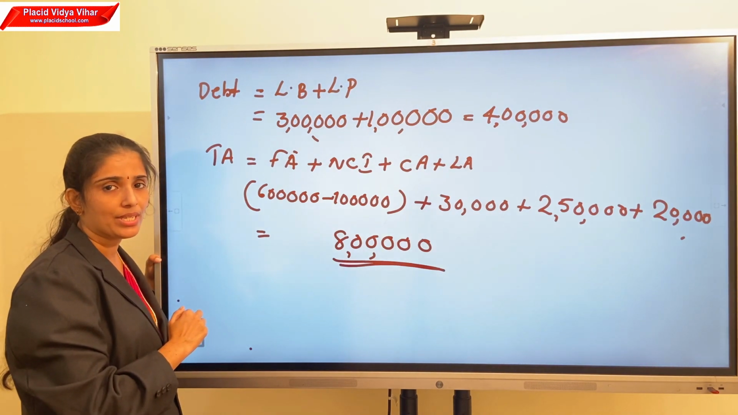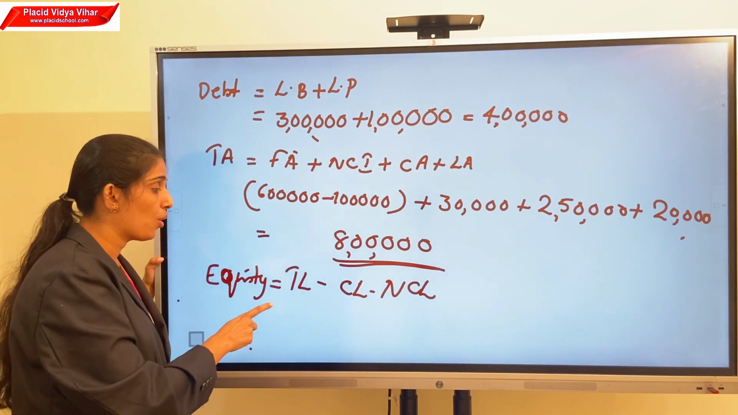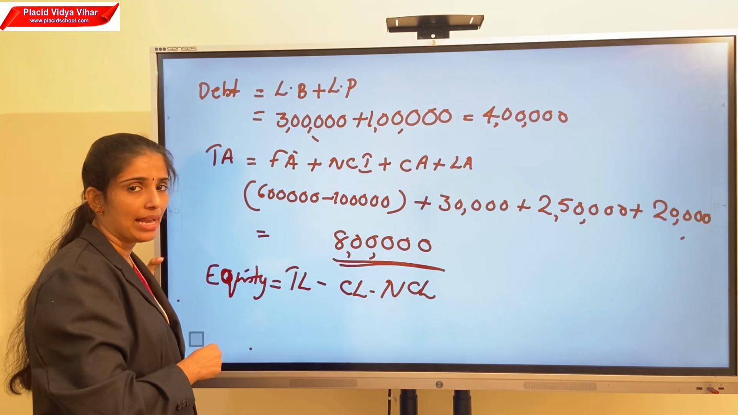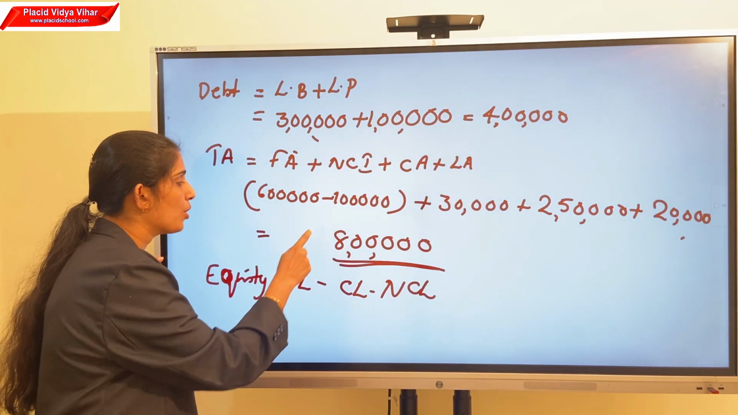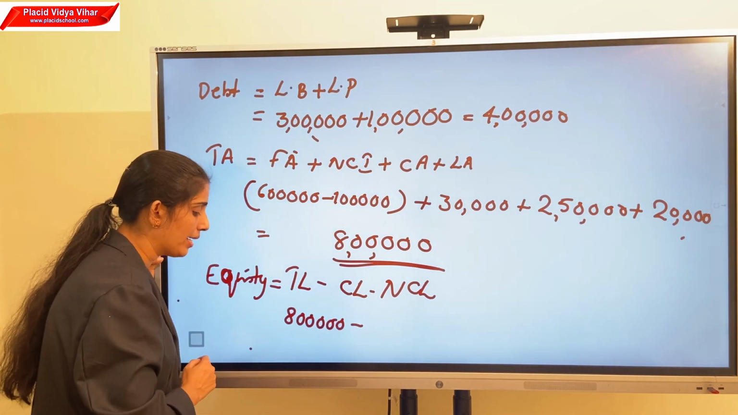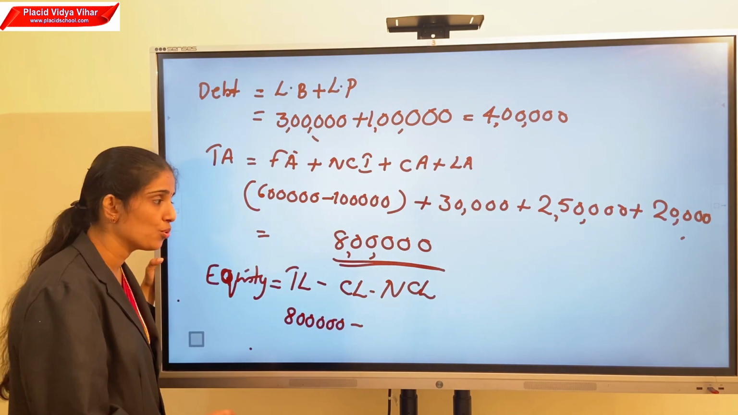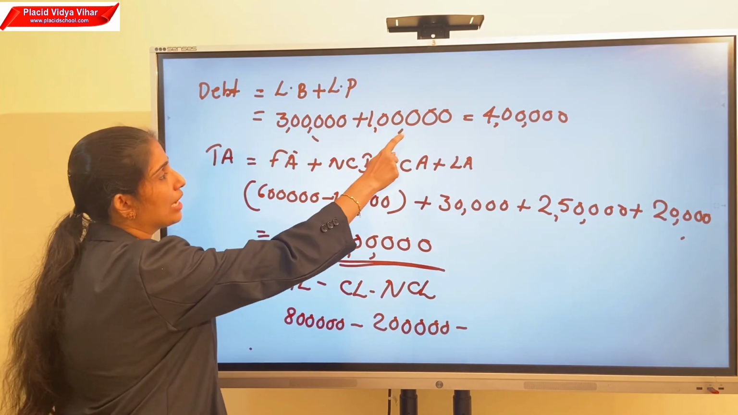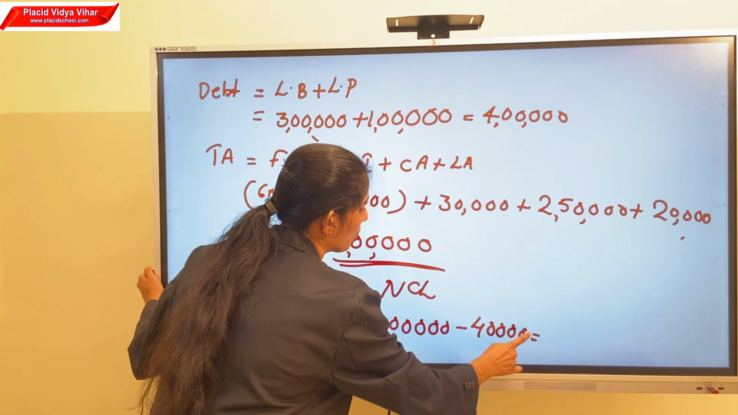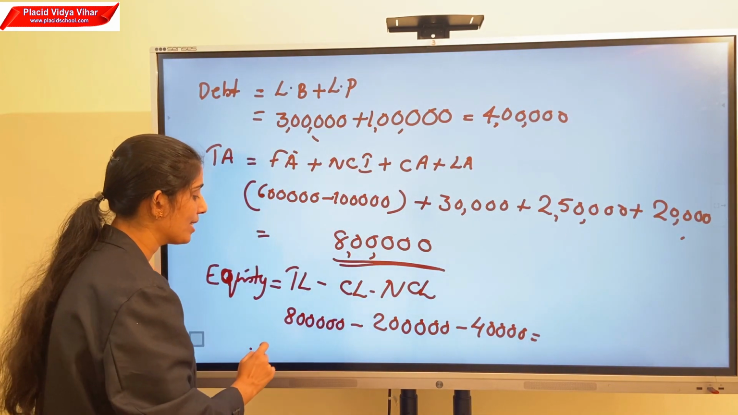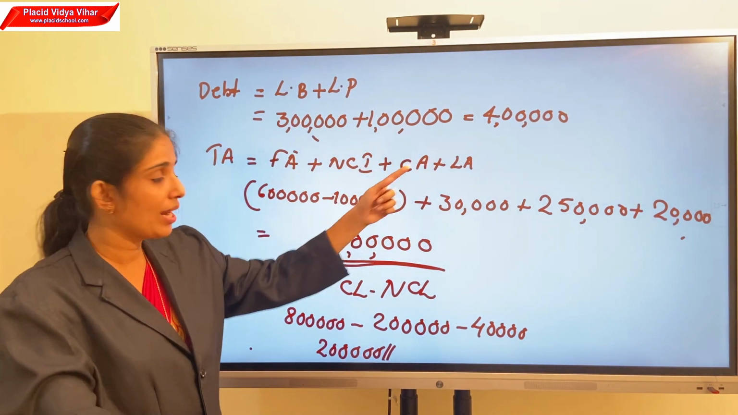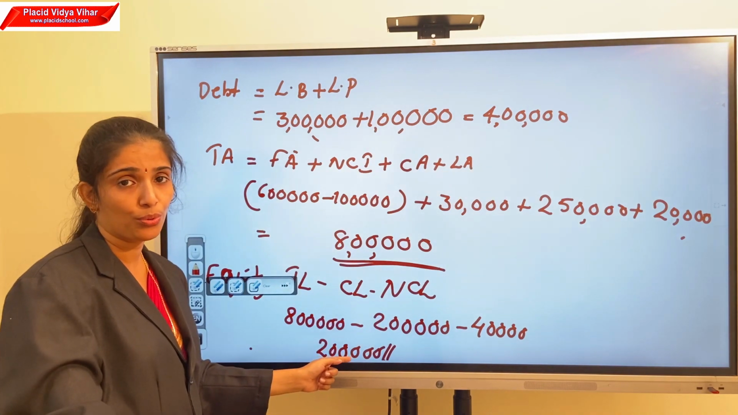Then calculate equity. Equity equals total liability minus current liability and non-current liability. So total liability is 8 lakhs, minus current liability, whose value is given in the question, rupees 2 lakhs, and the non-current liability we calculated, rupees 4 lakhs. The value of equity equals 2 lakh rupees. So the value of debt is 4 lakh and the equity value is 2 lakhs.